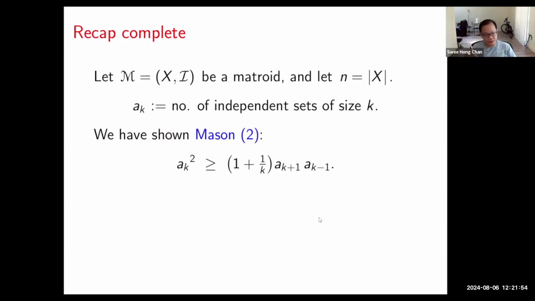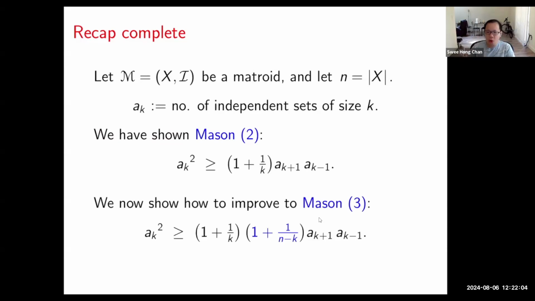Okay. Now, since everybody is happy, let me mention that today our goal, at least maybe our first goal, is to show how we can go, by using more or less the same proof, to prove something a bit stronger, which is Mason 3, or actually the strongest version of Mason's conjecture, where you have the extra constant of 1 plus 1 over n minus k. That will be our goal for the next 10 minutes.